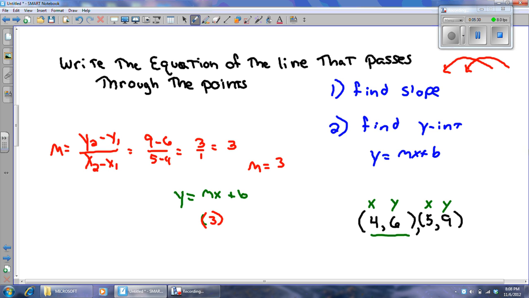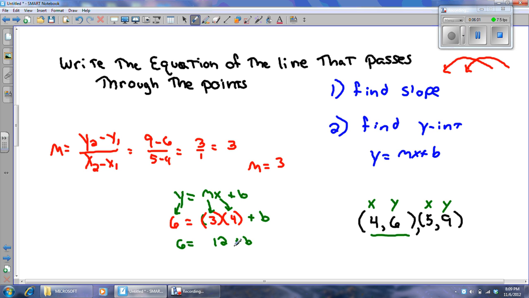And I'm going to plug the x coordinate in for x and the y coordinate in for y. And then I'm going to keep b in the equation. So here's the x coordinate, here's the slope, and there's the y coordinate. All I did was substitute that in. I'm going to get 6 equals 12. How did I get 12? 3 times 4 plus b.